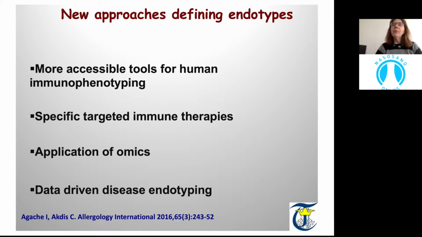Fortunately, we have new approaches to look more into these disease endotypes because we have more accessible tools for human immunophenotyping. We have specific targeted immune therapies with biologicals, which target cytokines or receptors. We have the application of omics, and these all lead to what we call data-driven disease endotyping. What do I mean by this?